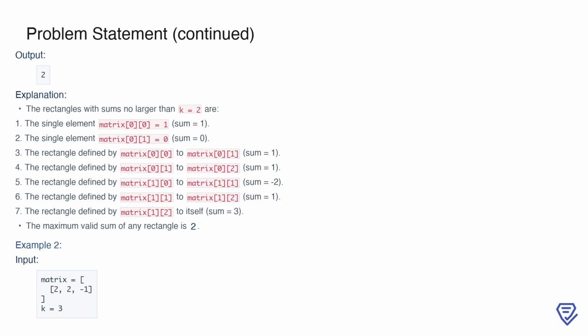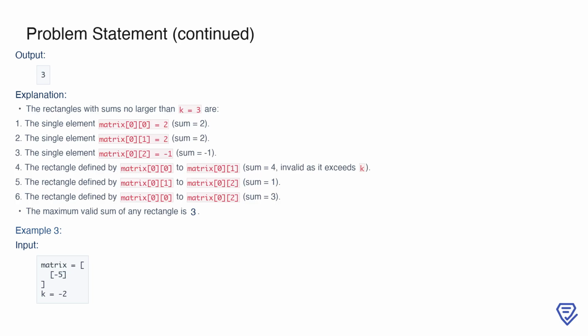For example, consider a matrix [[1, 0, 1], [0, -2, 3]], and k equals 2. Here, the goal is to identify rectangles within the matrix where the sum of elements is no larger than 2. There are several possible rectangles, including individual elements like 1 and 0, as well as combinations of elements such as the sum of the subarray spanning matrix[0][0] to matrix[0][1], which equals 1. After examining all possible rectangles, the one with the maximum sum that does not exceed 2 is a rectangle with a sum of exactly 2. Thus, the output for this example is 2.